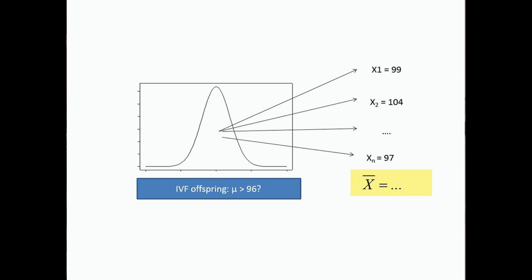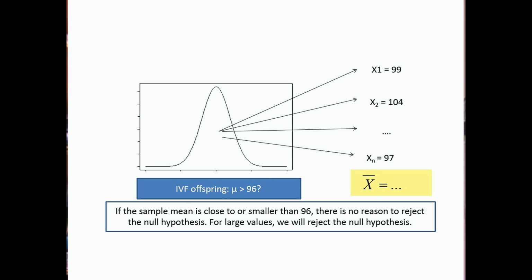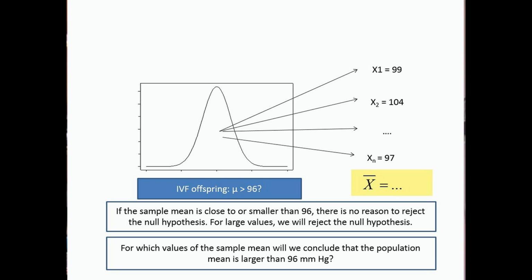We will calculate the sample mean and compare it to the hypothesized population mean. If we find a sample mean close to or even smaller than 96, there will be no reason to reject the null hypothesis. If we find a very large value of the sample mean, then we will reject the null hypothesis. But how do we define much larger? For which values will we reject the null hypothesis?